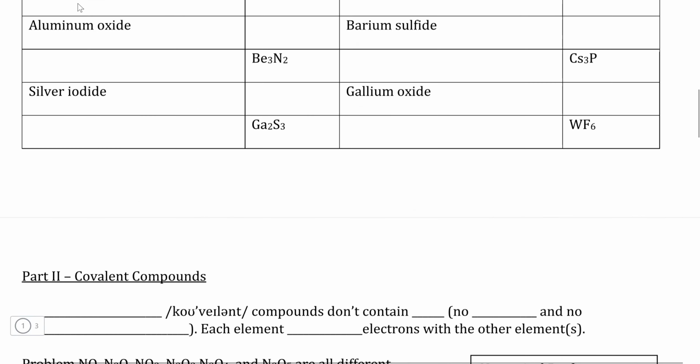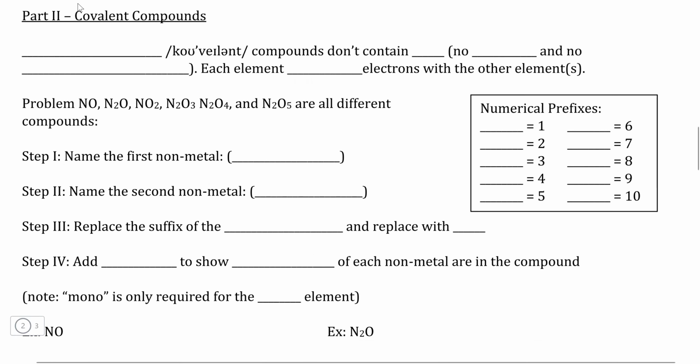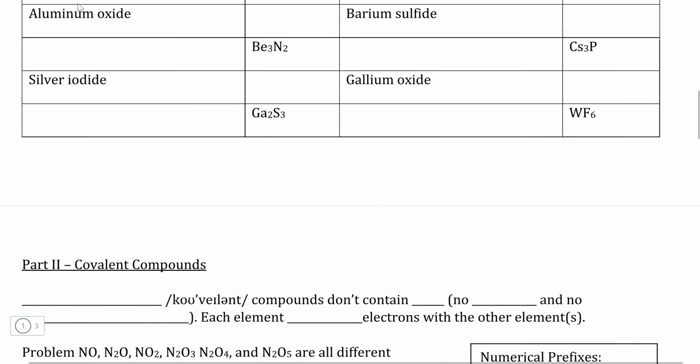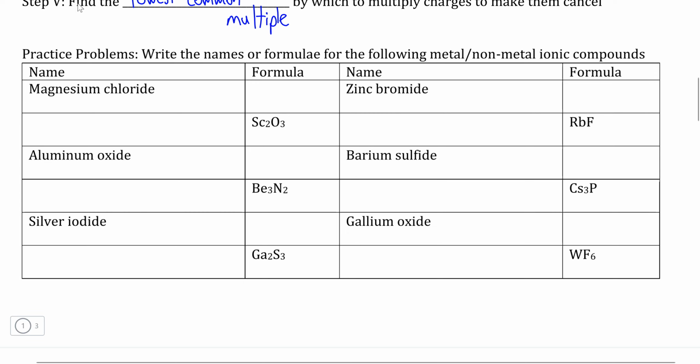In the next video, we're going to look at how the naming system differs for covalent compounds that don't contain any metal ions or any ions at all. Before that video, you can take a look at the practice problems listed below and see if you can use the information on the periodic table to either write the name or the chemical formula for each of the ionic compounds below.